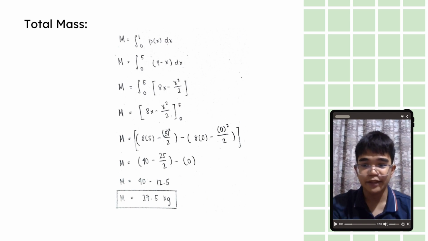Once we have the antiderivative of the function, we write it inside the bracket with the upper limit 5 and the lower limit 0 on the right side. Now we substitute in the upper limit 5 and subtract the lower limit 0. So we have 8 times 5 minus 5 squared over 2 in the upper limit, minus 8 times 0 minus 0 squared over 2 in the lower limit. And that would give us 40 minus 25 over 2 minus 0. We simplify, and that would give us 40 minus 12.5. So our total mass is 27.5 kilograms.